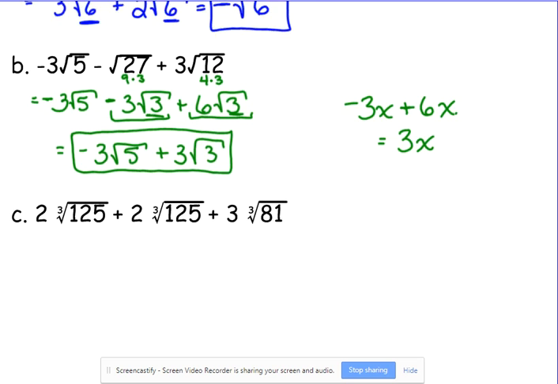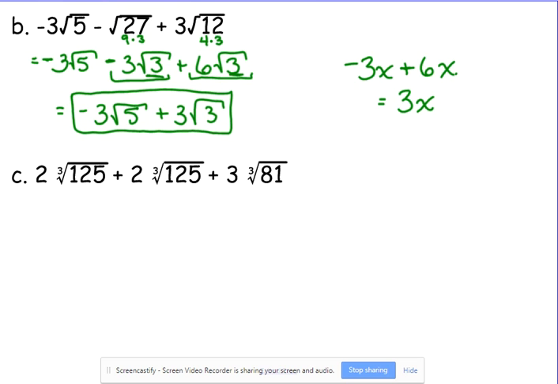Okay, we can do this with cube roots as well. We just need to simplify the cube roots instead of square roots. So let's see here. Perfect cube that goes into 125. Oh, guess what? 125 is a perfect cube. 125 is 5 cubed.